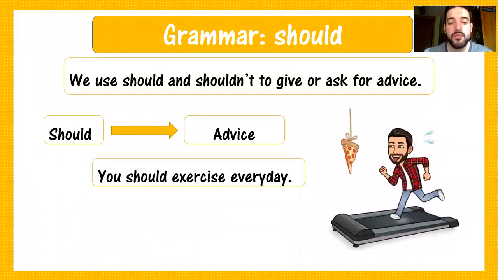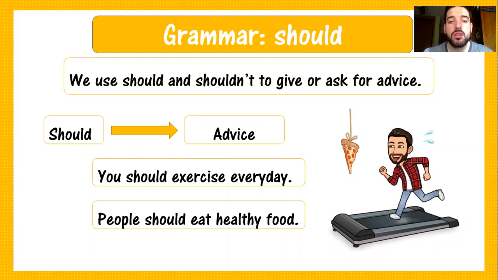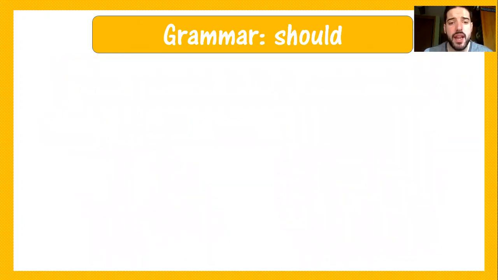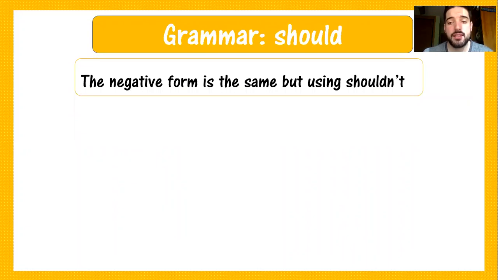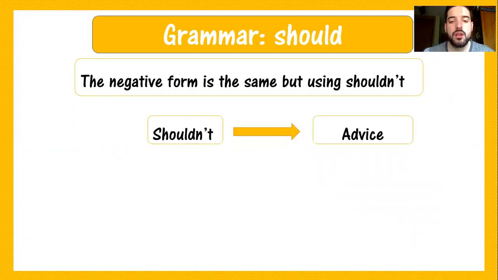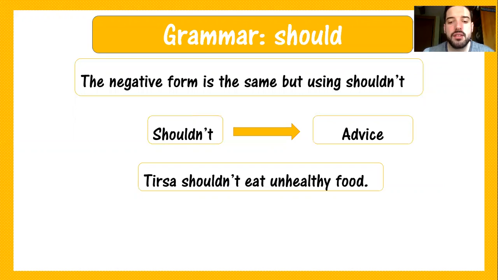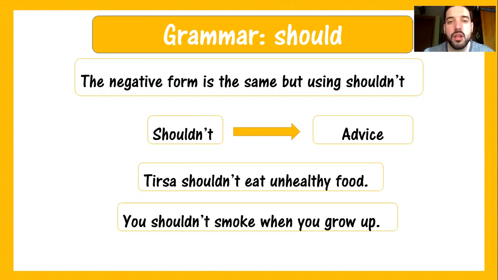For example, you should exercise every day, or people should eat healthy food. Very easy, right? Let's see the negative form now. The negative form is the same as should, but with shouldn't. So we have to use shouldn't. For example, Tirsa shouldn't eat unhealthy food, or you shouldn't smoke when you grow up.